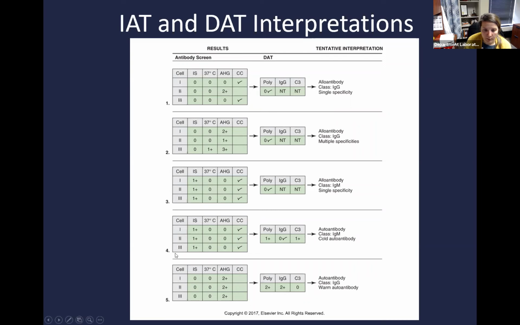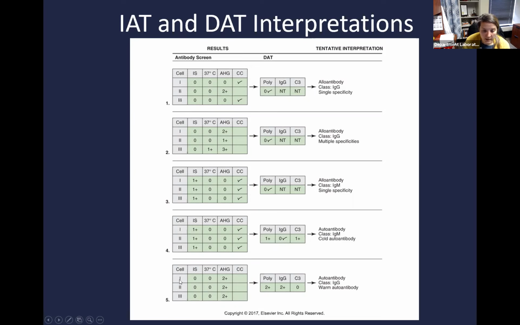And then example number 4, again, we have a 1+ reaction on all 3 cells at initial spin, but notice in this example, our DAT is positive. We have a 1+ reaction with polyspecific, and then we test with our monospecific IgG and monospecific C3b, C3d. Notice that it is actually complement that is causing the positive DAT, coating patient cells. So this is due to the presence of an IgM single autoantibody. And we know it's an autoantibody in this example, even though we don't have an auto control, because the DAT is positive.